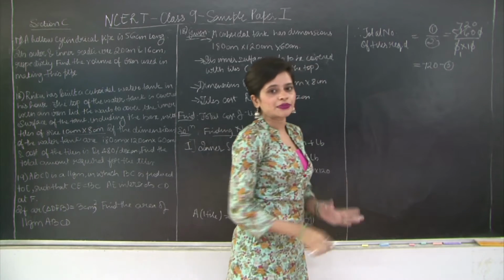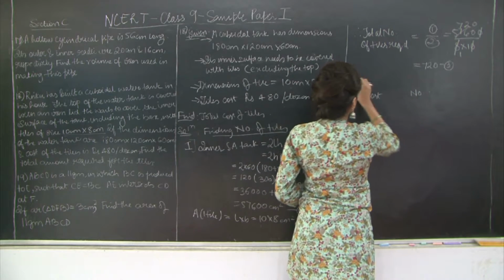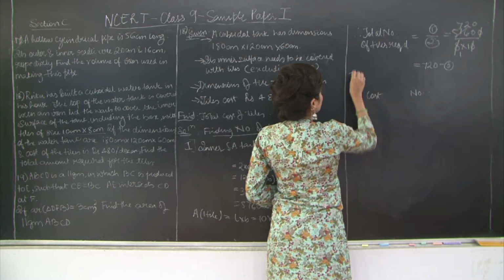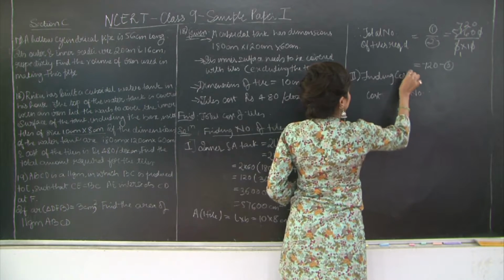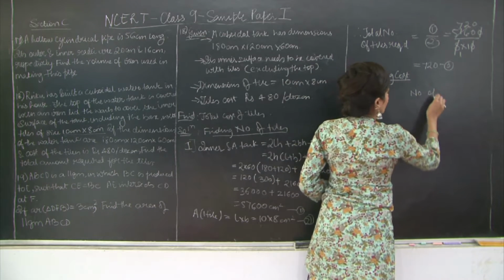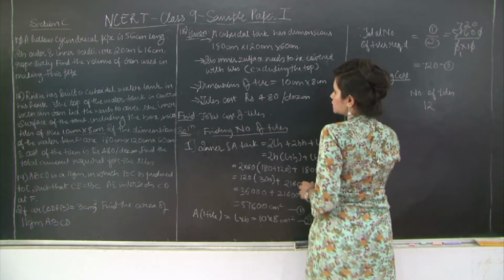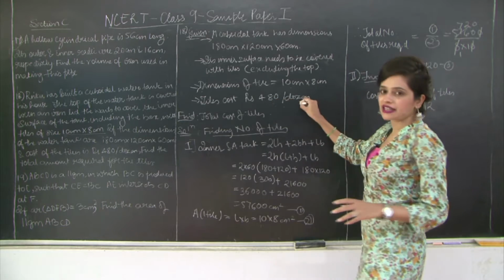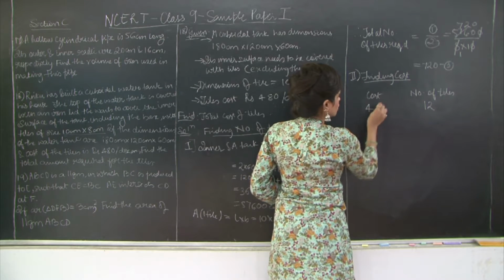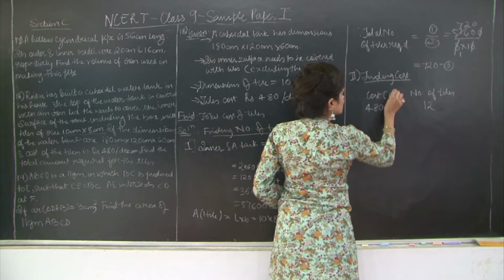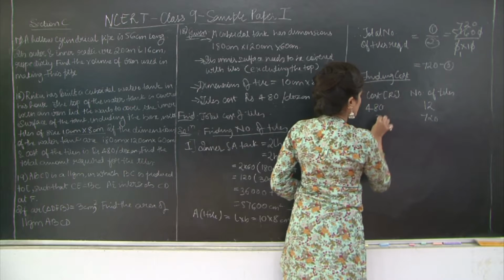So now using simple unitary method, I'll say cost and number of tiles. So now the second step would be finding cost. So cost and number of tiles. Now 12 tiles cost how much? 480 per dozen means 1 dozen is 12. So 12 tiles cost rupees 480. So the cost is in rupees. Therefore 720 tiles will cost how much?